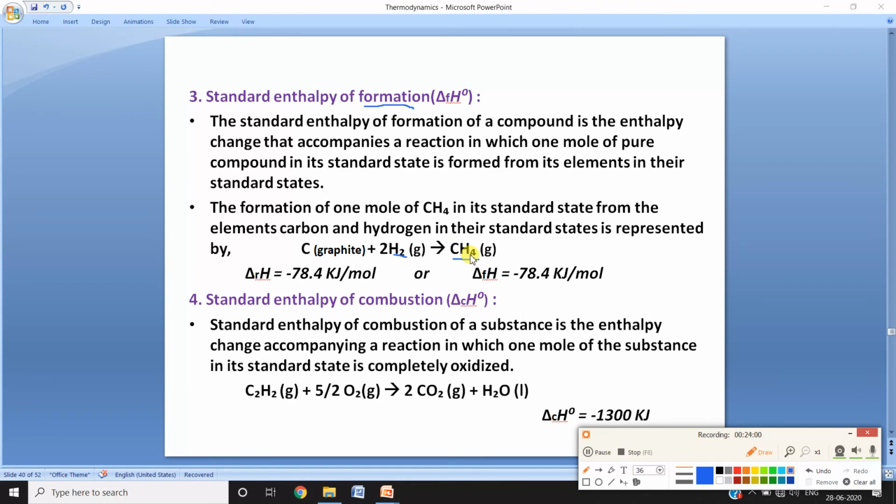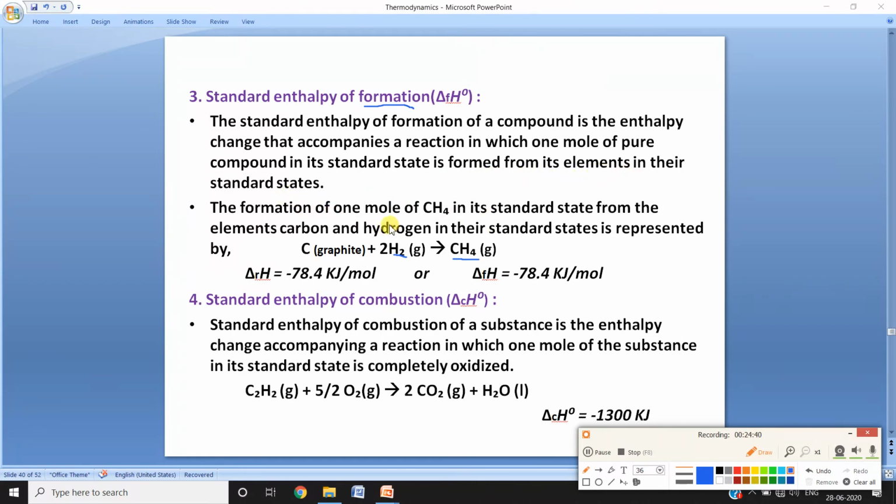Now what is the standard enthalpy of formation? The standard enthalpy of formation of a compound is the enthalpy change that accompanies a reaction in which 1 mole of pure compound in its standard state is formed from its elements in their standard state. What is standard enthalpy of formation? The enthalpy change that accompanies a reaction in which 1 mole of pure compound in its standard state is formed from its elements in their standard state.